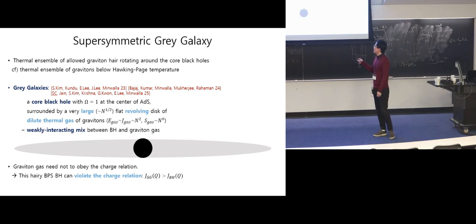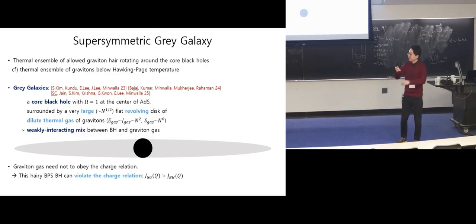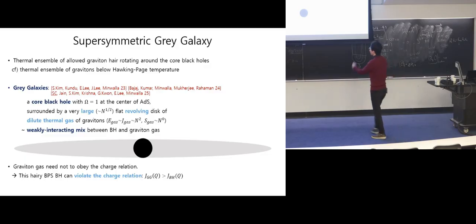Yeah. So we are now on the BPS surface, so it is just a thermodynamic problem. So then one might ask: can we violate the charge relation in the opposite way? Can we find some supersymmetric hairy black holes carrying more charge than the known black holes?